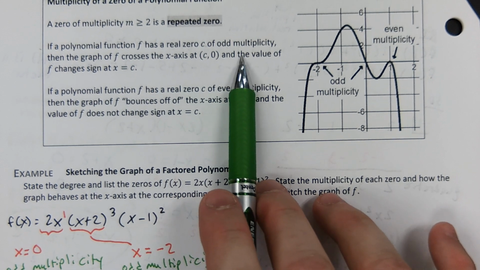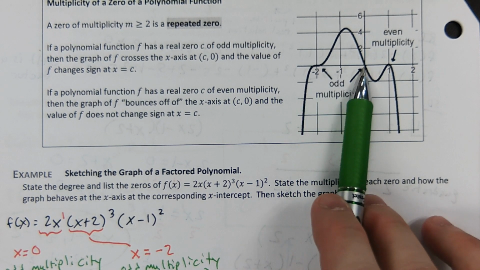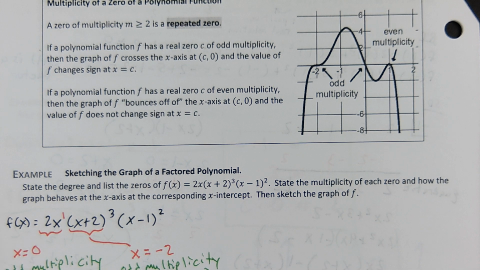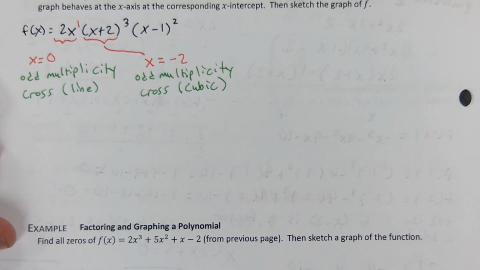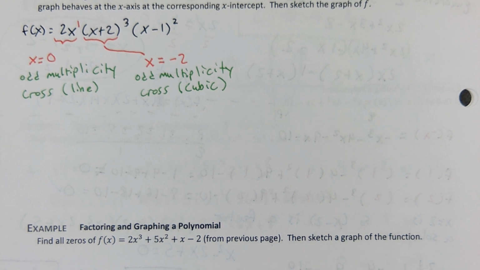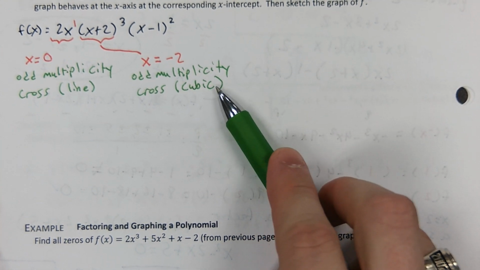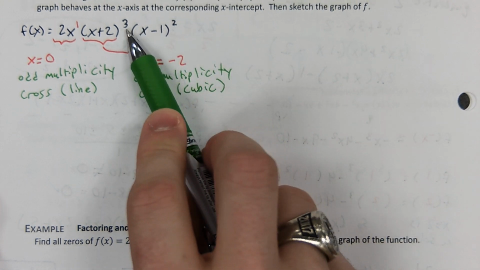Because it's an odd multiplicity, the graph is going to cross through the x-axis at that number. So I'm describing, because of the multiplicity, which is the exponent, how we're going to behave at that number. We're going to cross through the x-axis at that number. And we're going to do it as a wiggly cubic because the exponent was a 3.